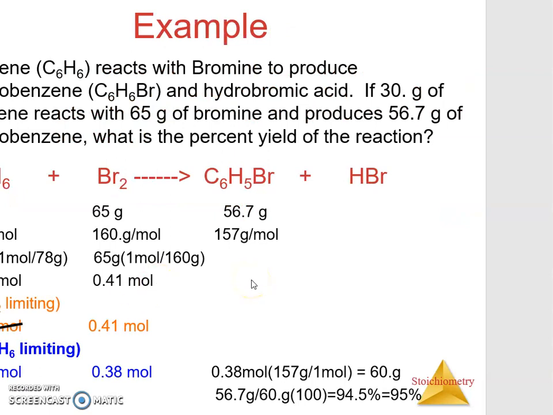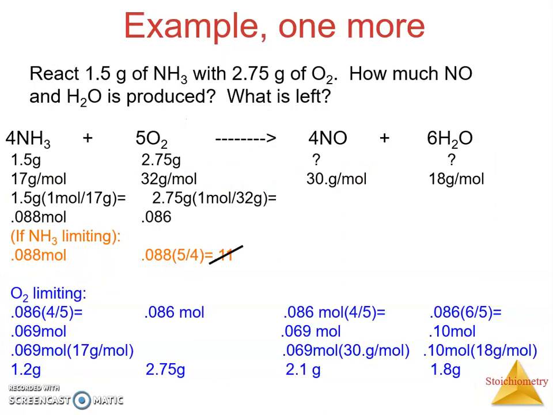So this is the example. Benzene reacts with bromine to produce bromobenzene and hydrobromic acid. If 30 grams of benzene react with 65 grams of bromine and produce 56.7 grams of bromobenzene, what is the percentage yield of the reaction? So these are the calculations. Another example.